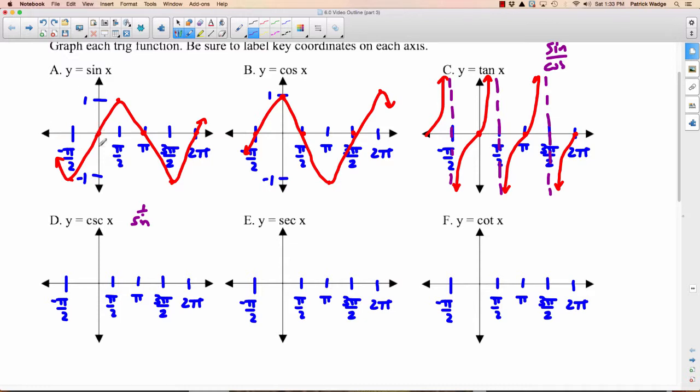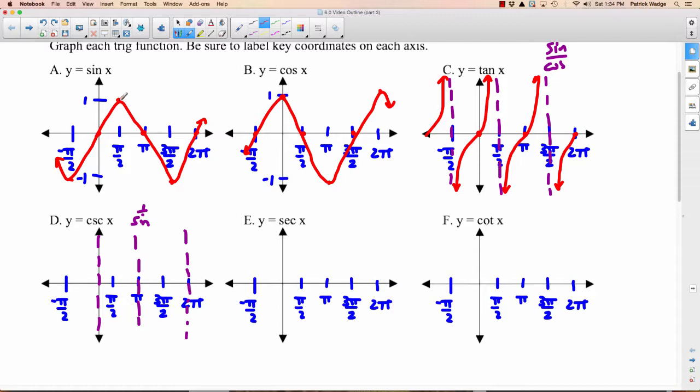So sine equals 0 when x equals 0, vertical asymptote right here. Sine equals 0 at pi, vertical asymptote right here. Sine equals 0 at 2 pi, vertical asymptote right here. Now, key points are when sine equals 1. How come?